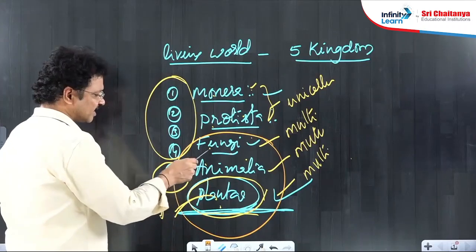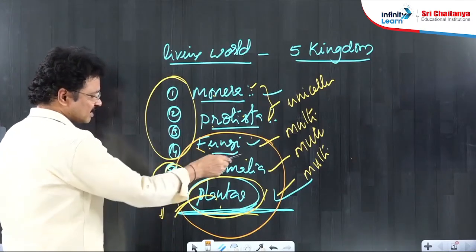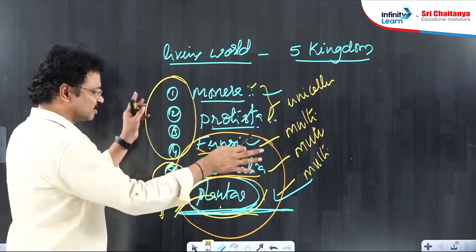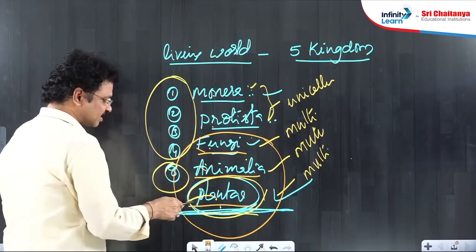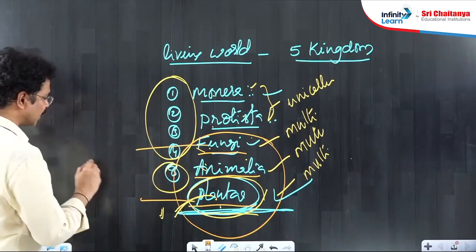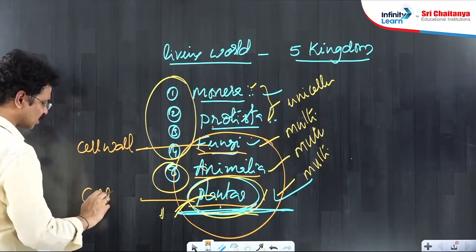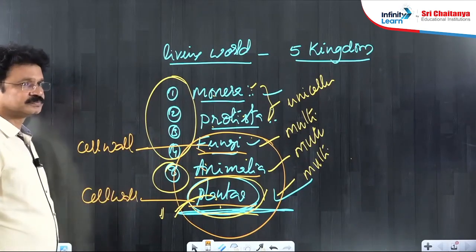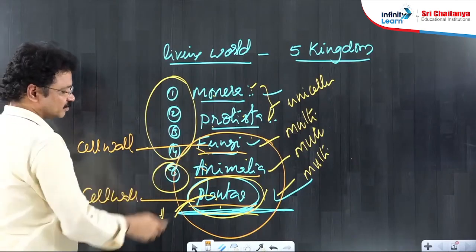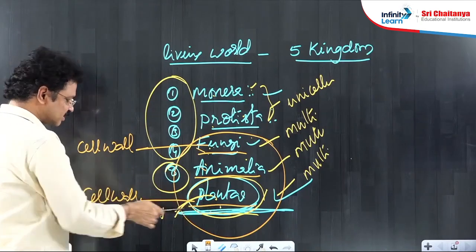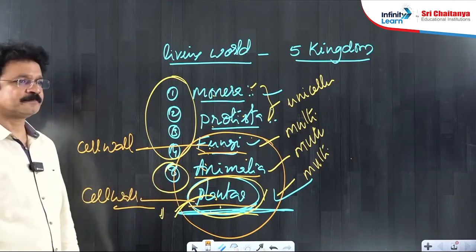How can you differentiate the fungi from Animalia? Cell wall is present in fungi, absent in Animalia. That is a clear differentiating feature. Whereas in plants, cell wall is there. Both fungi and Plantae have a common feature, the presence of a cell wall. But the cell wall is mainly different. Cellulose plus pectin is there; mainly cellulosic cell walls are found in Plantae.